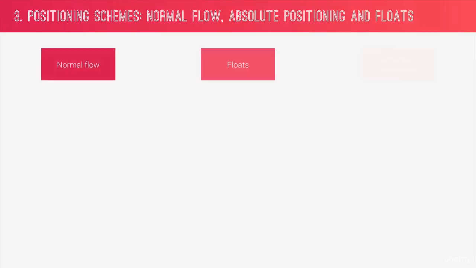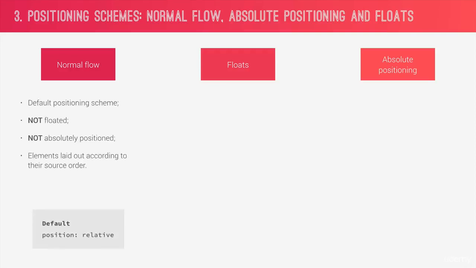Okay, next up we have positioning schemes. And there are three of them in CSS: the normal flow, floats, and absolute positioning. And I'm sure you're already familiar with floats and absolute or relative positioning, and so this is more to bring all of these properties together into a bigger context.